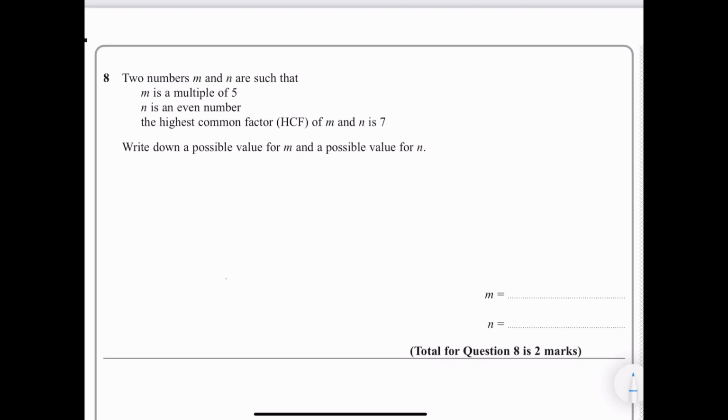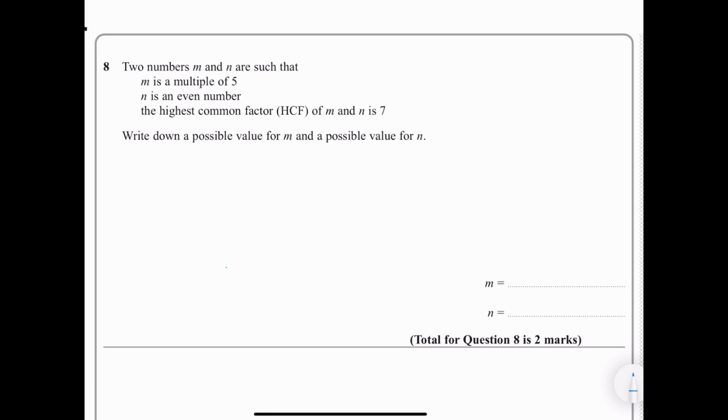Okay, looking at question 8. Now, this can be a tricky question sometimes, but let's just work through it and see if there's a way that we can approach it to make it a bit easier. We've got two numbers, m and n, such that m is a multiple of 5 and n is an even number. So basically all it means is a multiple of 2, okay? M and n will be bigger numbers than 5 and 2 respectively because 5 and 2 are multiples, okay?